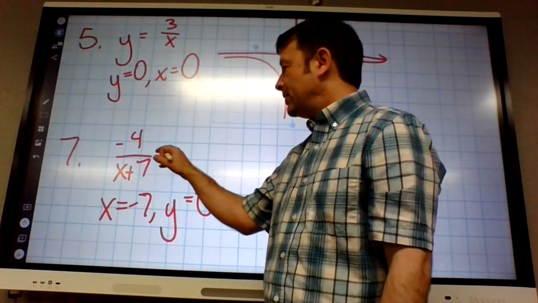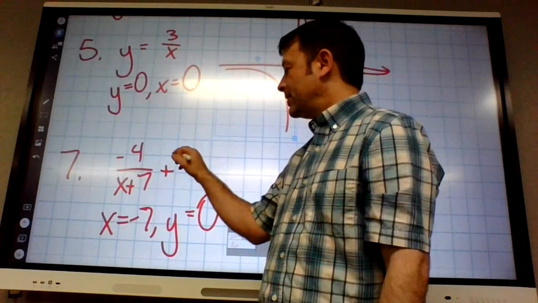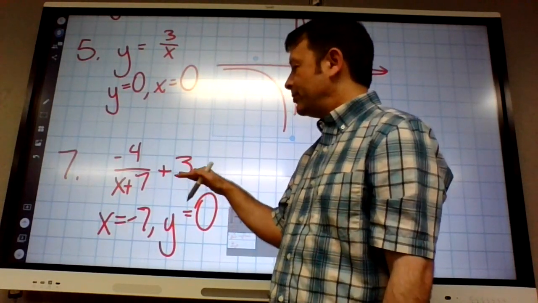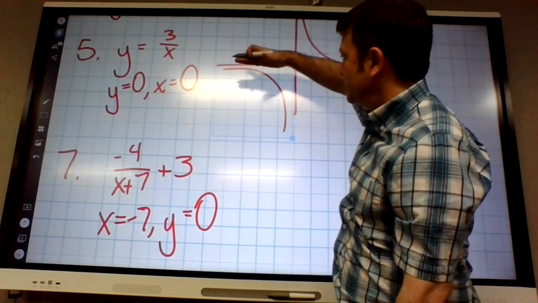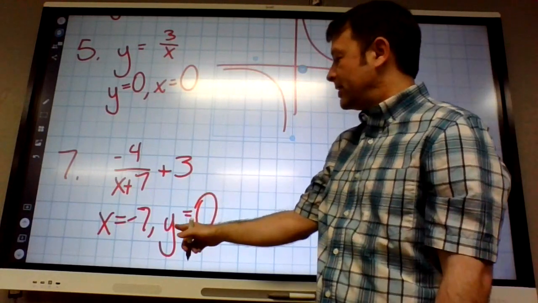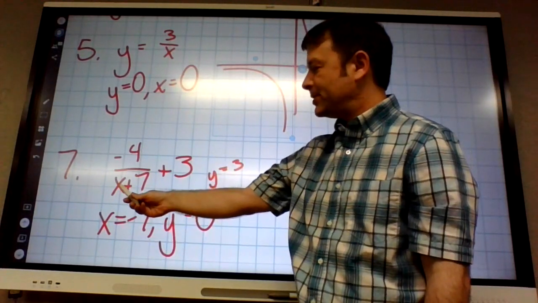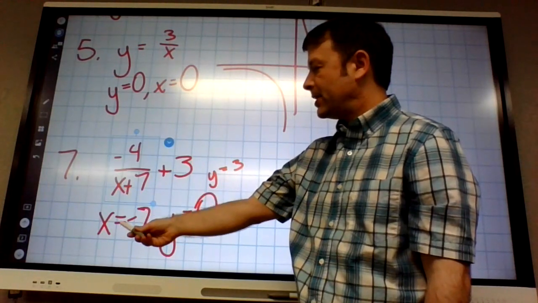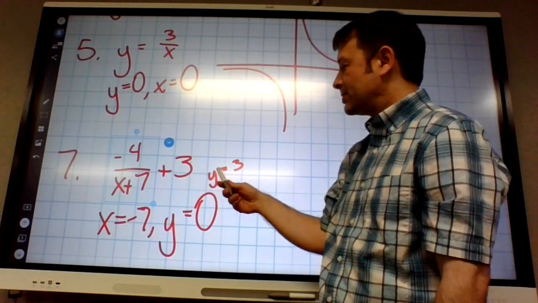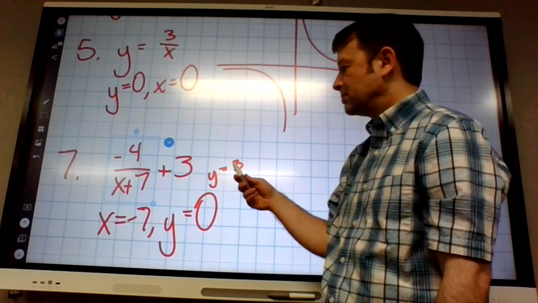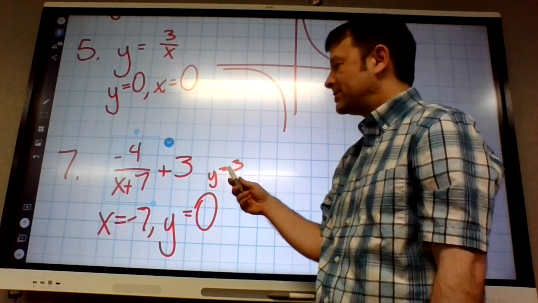Okay, if there was a number out here, like say a 3, that would move the graph up 3. So the horizontal asymptote would have been y equals 3. So it's kind of like the opposite of this thing is your x, and the same as this one is your y. That makes sense?